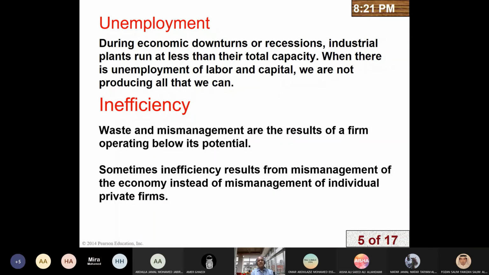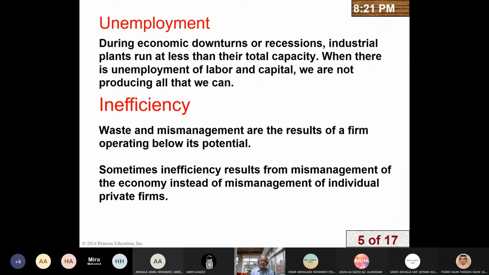Yes, inefficiency. Waste and mismanagement are the result of a firm operating below its potential. Sometimes. Okay. Saeed. Yes, Doctor. If Fauzan is a poor manager, he will produce fewer tomatoes than he should. So this piece of land, according to the catalog, he can produce 1,000 kilos per season. But because he is a poor manager, he produces less than 1,000.